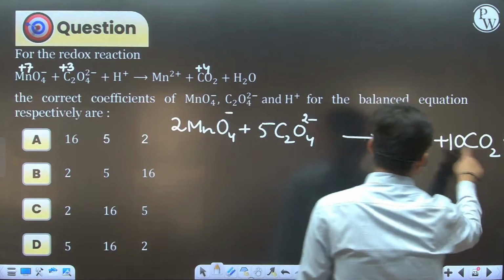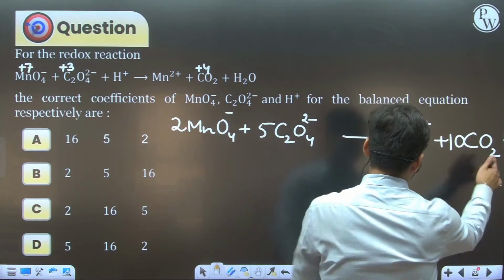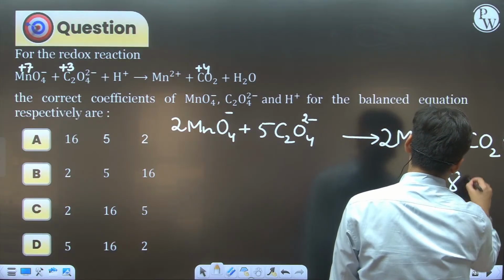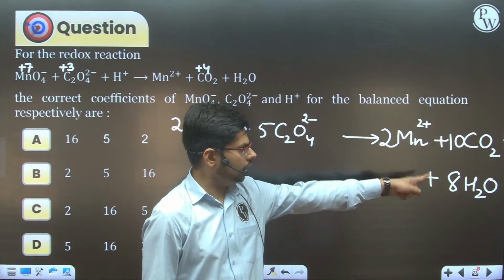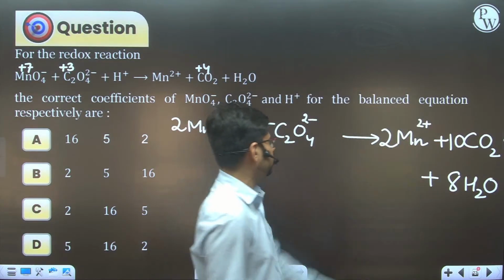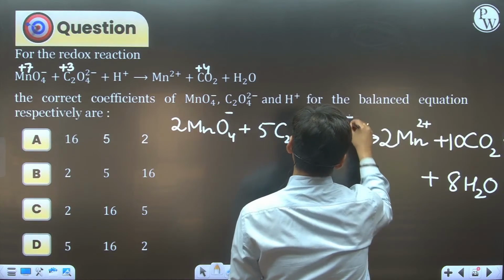So here I have 20 oxygen atoms. Here I have 28 oxygen atoms. So the deficiency is here, and hence here I will add 8 H2O. So this side is deficient, and so to this side I added 8 H2O. And finally, I'll now balance this reaction by balancing hydrogen atoms.